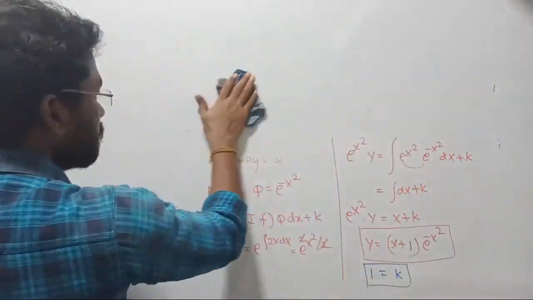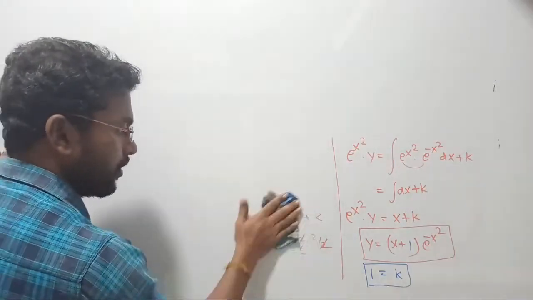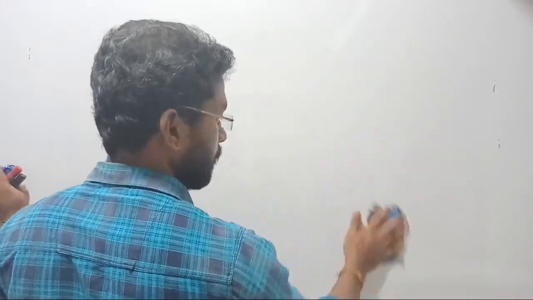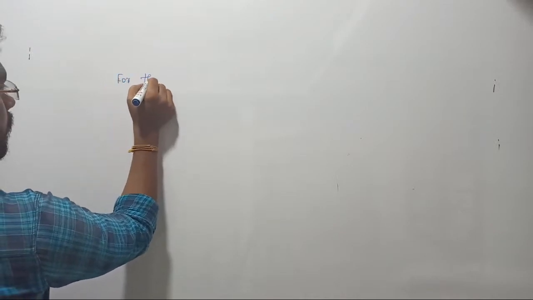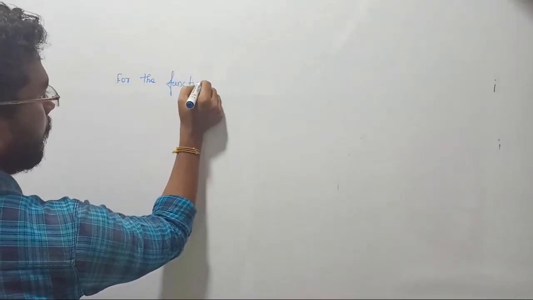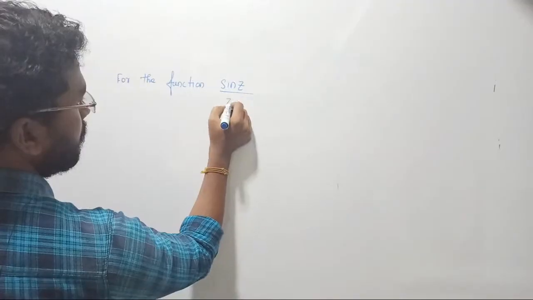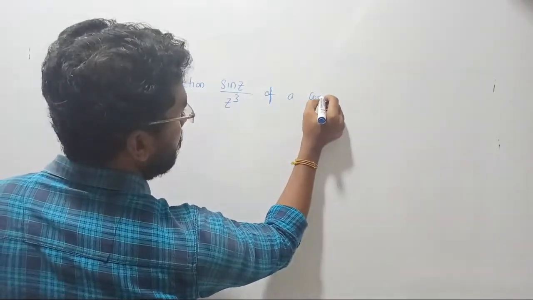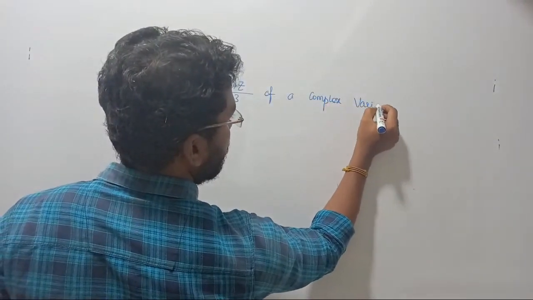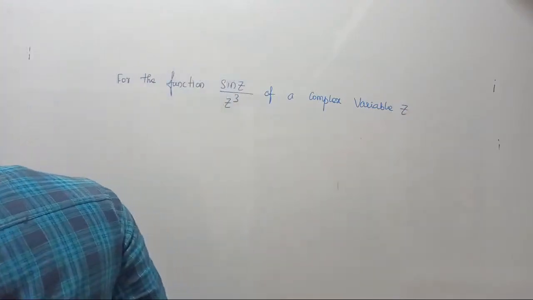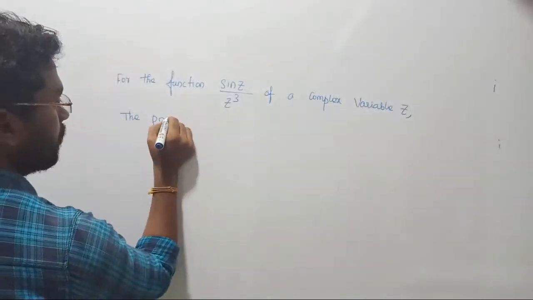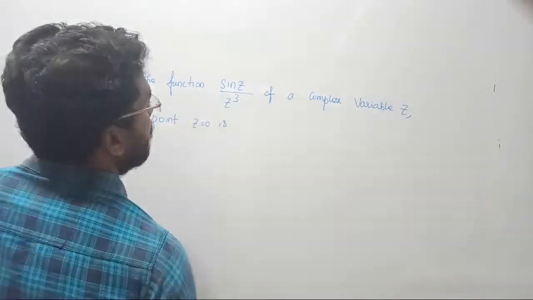Let me rub this one first. Okay, now the question is: for the function sin z upon z³ of a complex variable z, the point z = 0 is, and they have given 4 options for that.